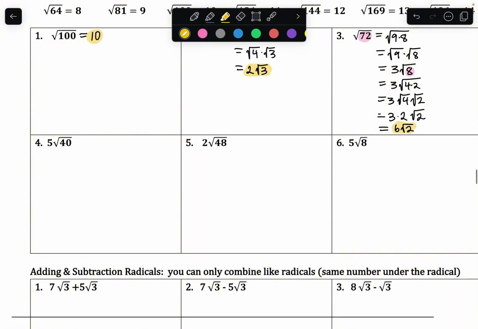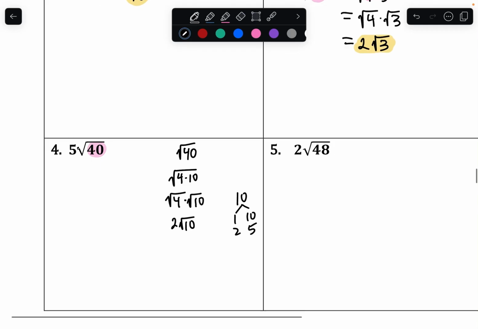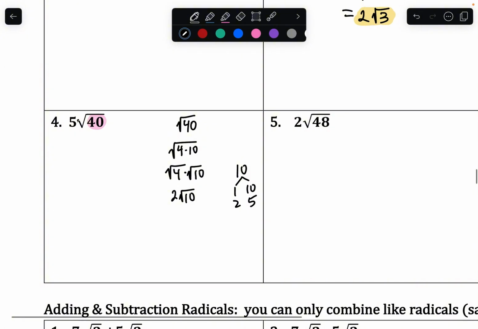Okay. And so looking at number 4, we're going to ignore the 5 outside for right now and just focus on the 40, because that's what's under the radical. A perfect square factor of 40 that immediately comes to mind, I'm going to write that off to the side, is 4 times 10, which would then be square root of 4 times square root of 10. Square root of 4 is just 2. Now, thinking of factors that multiply to 10, 1 and 10, 2 and 5, none of those are perfect squares, and so we're done at this point.